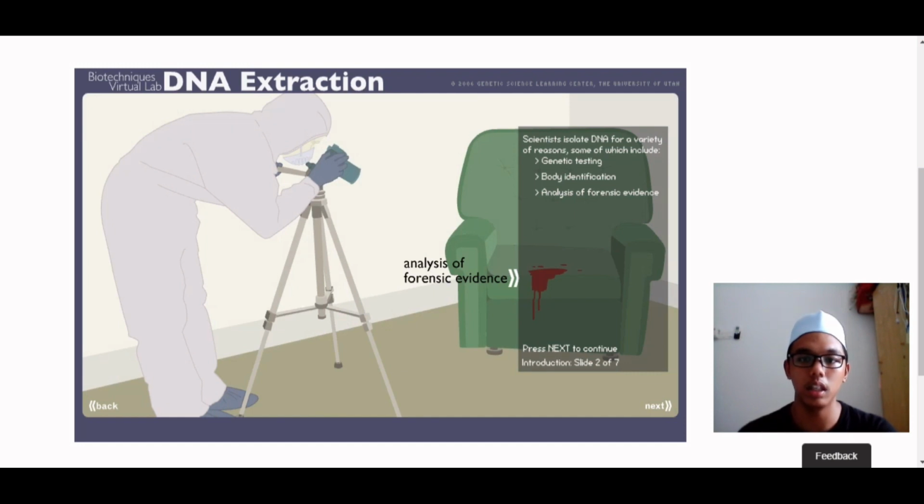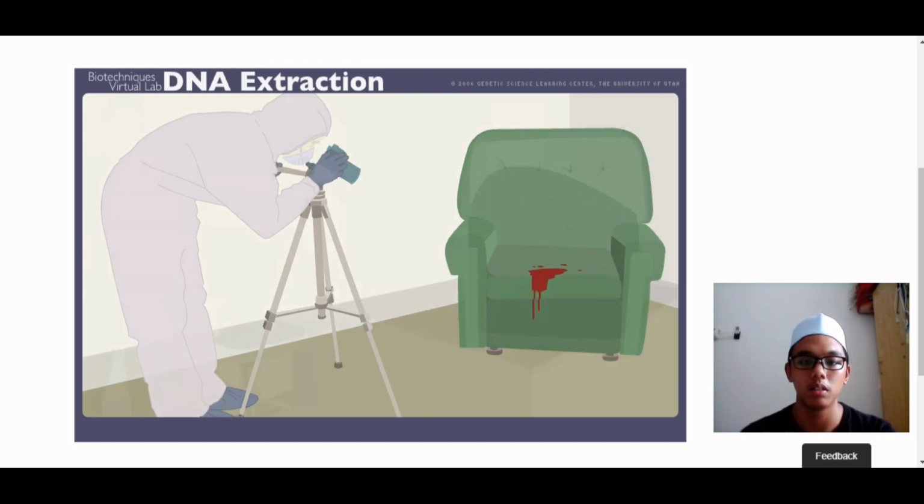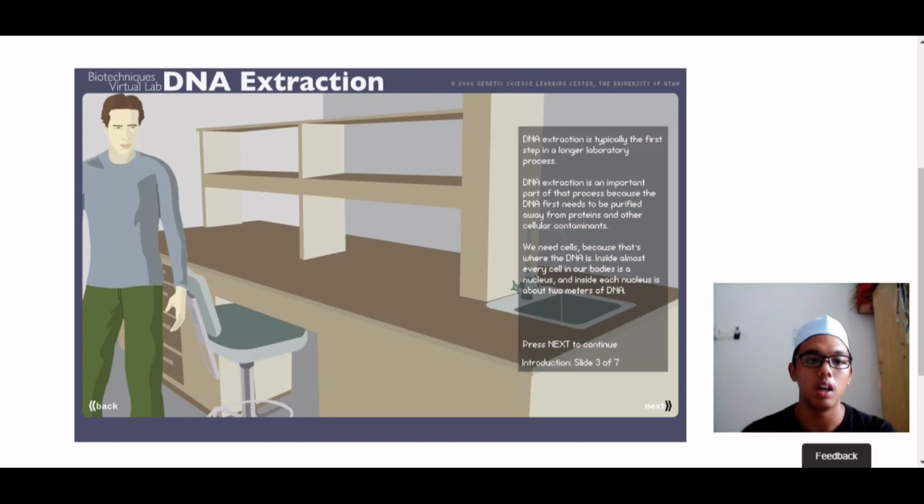Scientists isolate DNA for a variety of reasons, some of which include genetic testing, body identification, and analysis of forensic evidence. DNA extraction is a routine procedure used to isolate DNA from the nucleus of cells. When isopropyl alcohol is added to a solution of DNA, the DNA precipitates out of solution. If there is enough DNA in the solution, we will see a stringy white mass.